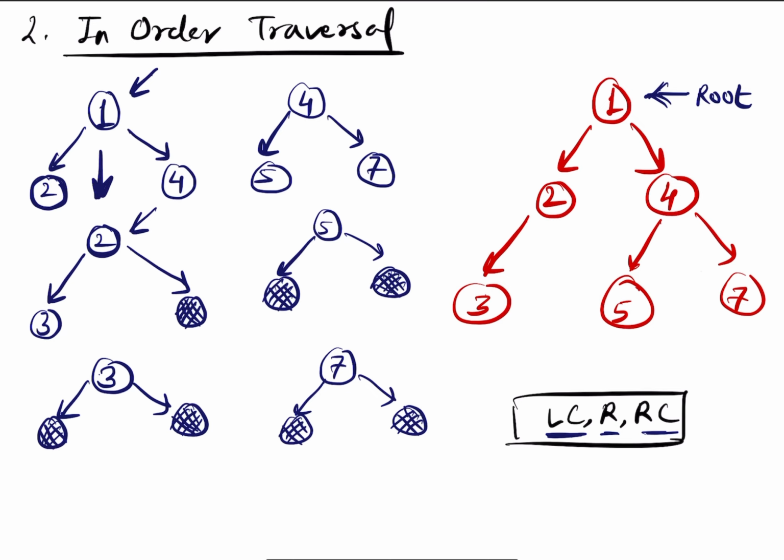We have to process left child before root node. We won't do anything to 2. We will directly come to its left child, which is 3. So we are here now.